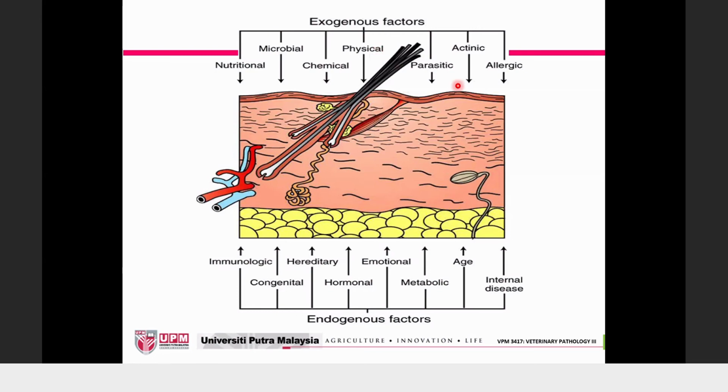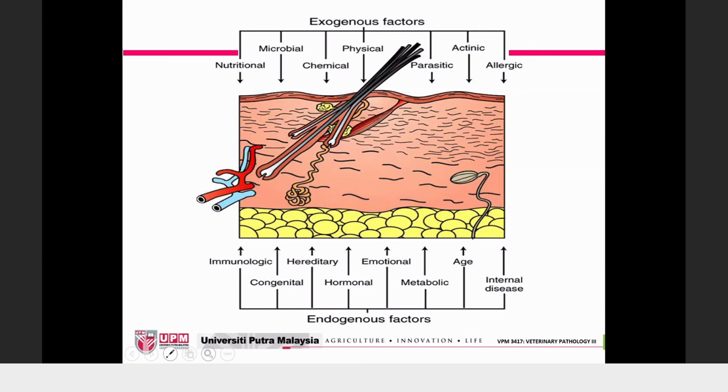Parasitic, definitely, like mites or maybe ticks on the skin, will induce a skin reaction. Actinic, any idea what is actinic? Photochemical reaction. Photochemical, okay, solar is another word for it, right? So if you are exposed for a very long time under the very hot sun, you definitely get a reaction like sunburn, right? And in the long run, maybe even neoplasia, okay? Like squamous cell carcinoma, okay? And then allergic reaction. So yeah, allergic reaction.